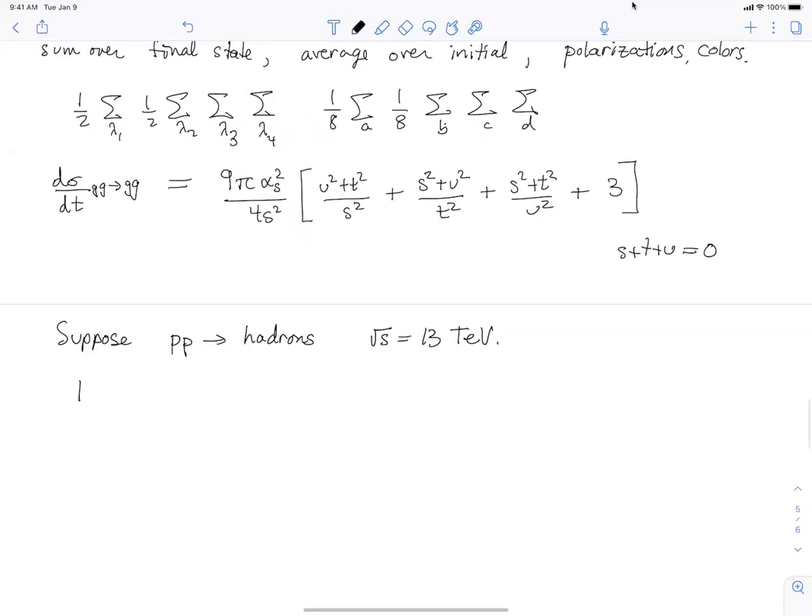So the protons are made out of quarks and gluons. So I'll write gluons and quarks. It's actually the gluons that are often more important. And antiquarks. And the hadrons in the final state are also.